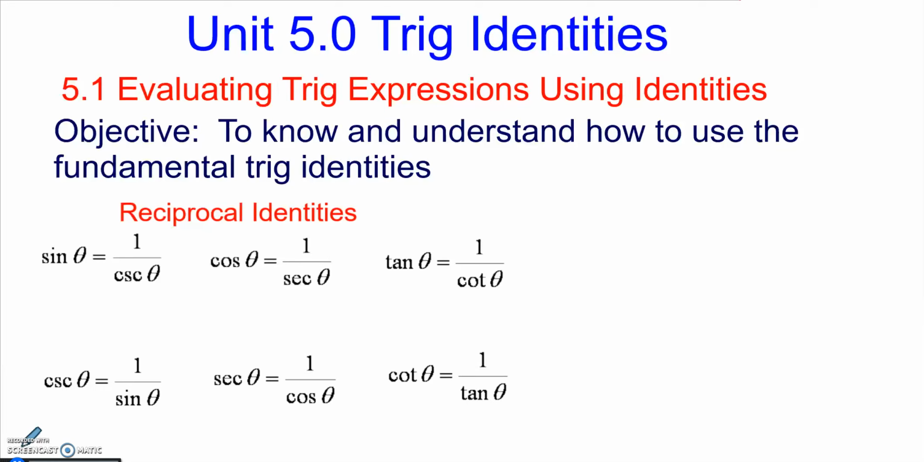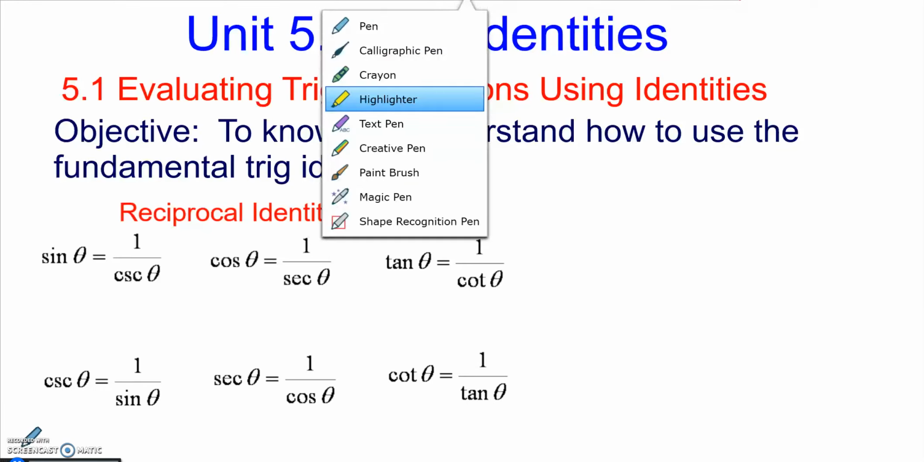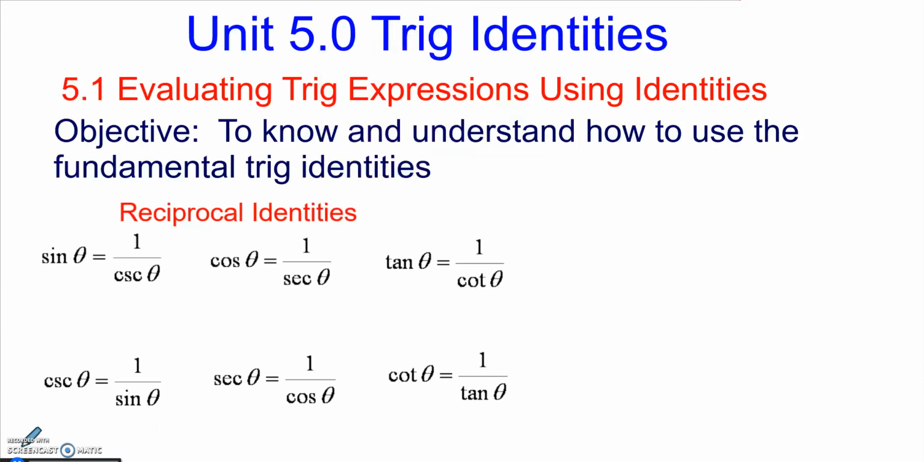And so the first thing I'd like you to do is have your Unit 5.0 packet in front of you, and that whole first page has the list of every identity we're going to be using, and I'm going to be going through some of them in detail at this time. So if we take a look first at these reciprocal identities, things you already know from Unit 3 and 4, that sine and cosecant are reciprocals, that cosine and secant are reciprocals, and tangent and cotangent are reciprocals.